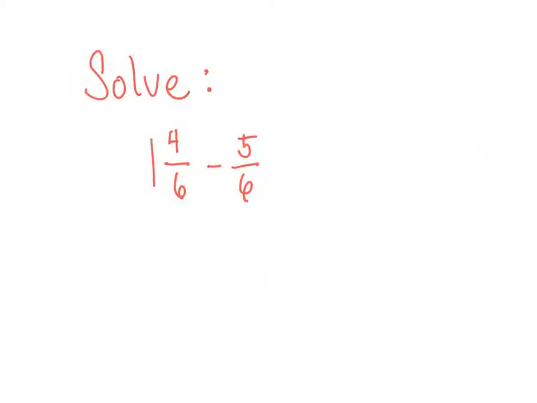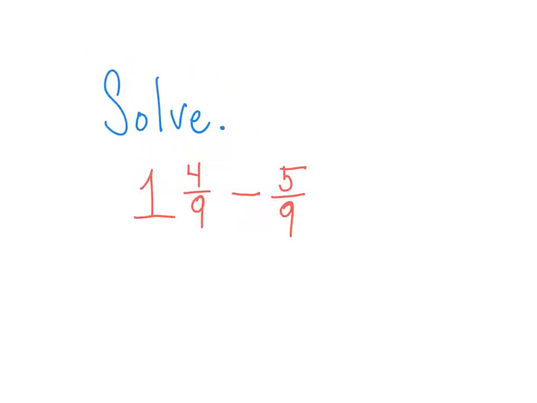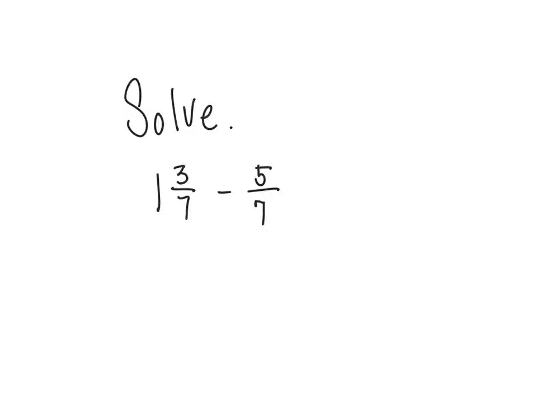First one, solve 1 and 4/6, take away 5/6. Use your number bonds, number lines, anything that you need to do to help you solve this problem. And I want to see your work tomorrow. Solve 1 and 4/9, take away 5/9. And I want to see your work tomorrow. And your last one, 1 and 3/7, take away 5/7. Bring in your work tomorrow.